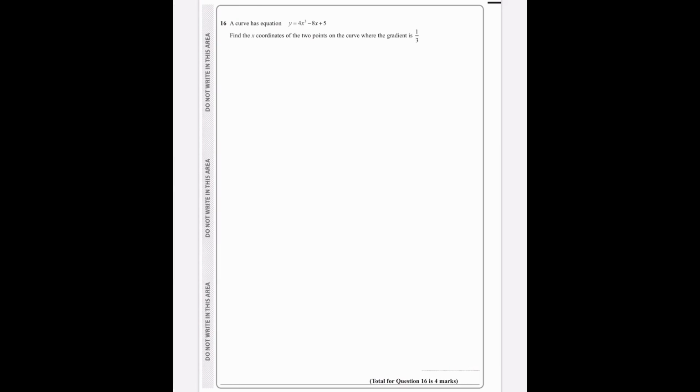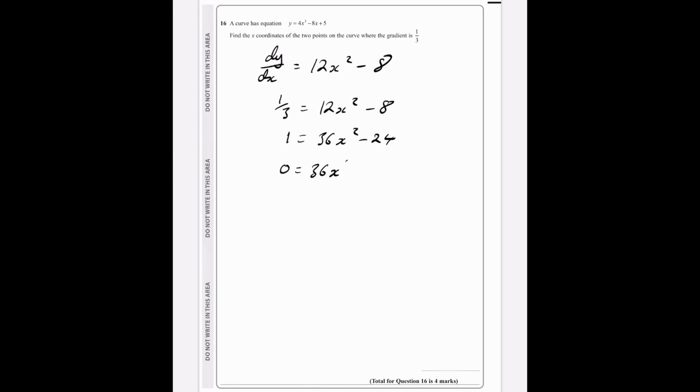Question number 16, so it gives us a cubic, wants us to find the point on the curve where the gradient's a third, so what we're doing with gradients is telling us to differentiate. So dy by dx, we multiply by the power, subtract 1 from the power, the differential is 12x squared minus 8. Then replace dy by dx with a third, and we can solve the equation, and that will give us the x coordinates where the gradient is a third.